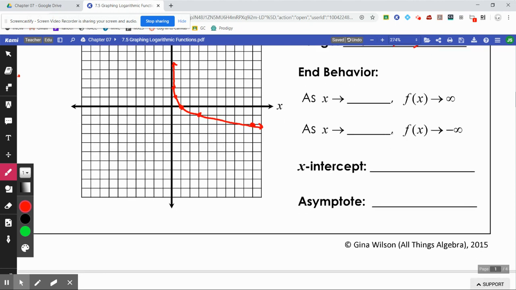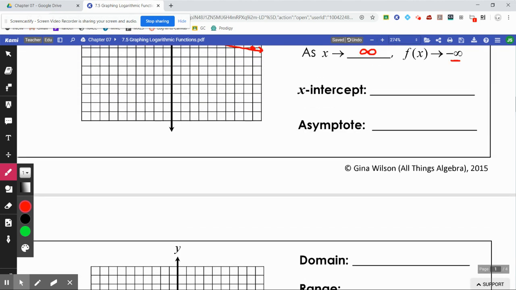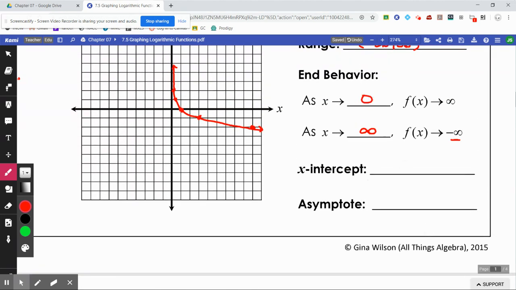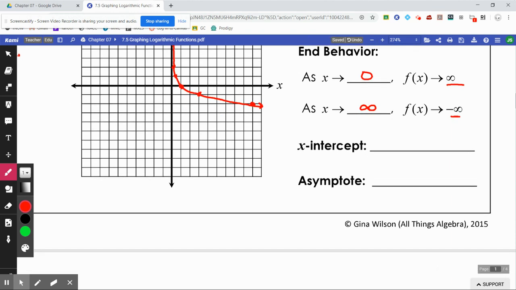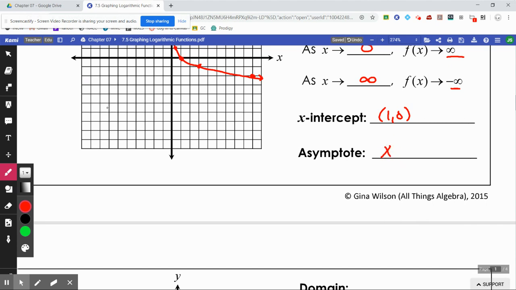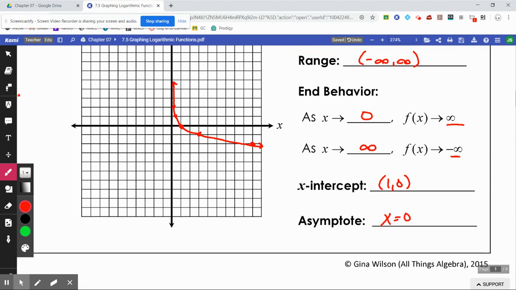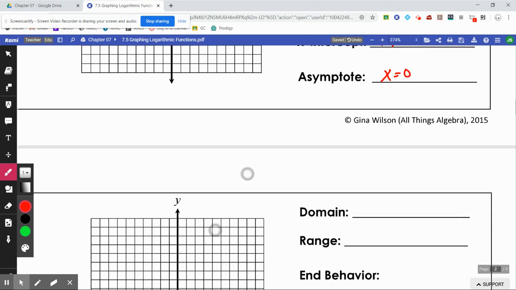So that would be as I go to the right, my graph decreases. As I approach 0, my graph increases. So they flip-flop those on me. My x-intercept is at 1, 0. And my asymptote line, again, is the y-axis, x equals 0. Next graph.